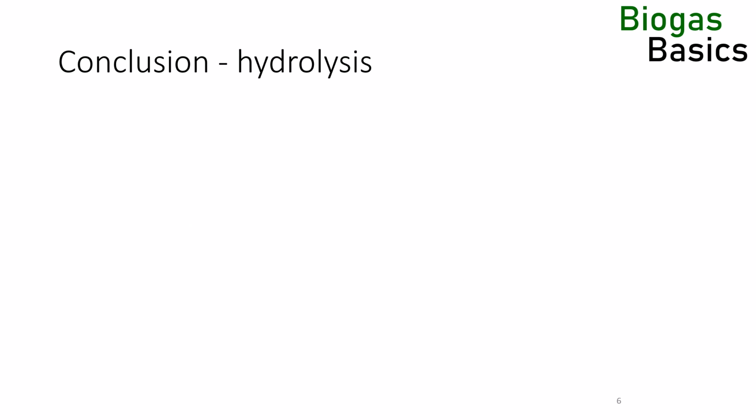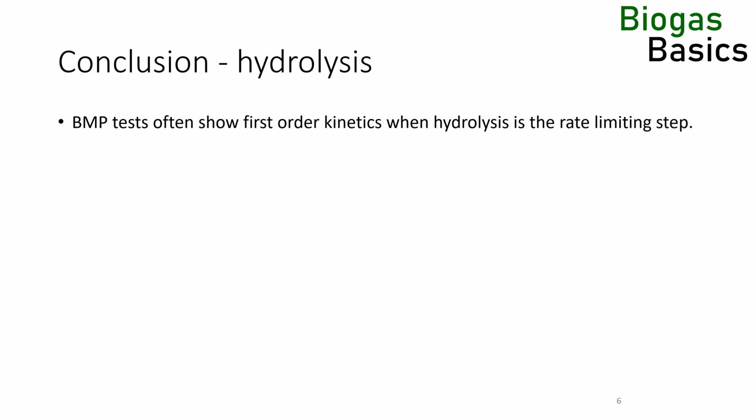In the second presentation, we investigated the hydrolysis reactions. These reactions often show a first-order characteristic, meaning that the reaction rate depends on the substrate concentration to the power of 1. The higher the substrate concentration, the faster the reaction. When we integrate this approach for a batch reactor, we get the characteristic first-order exponential decay of the gas production, visible in biomethane potential or BMP tests.